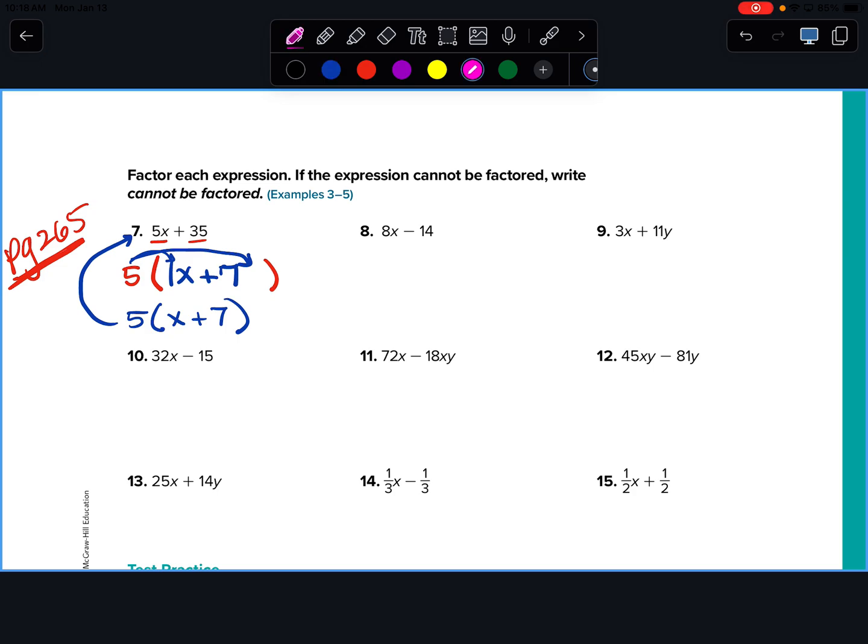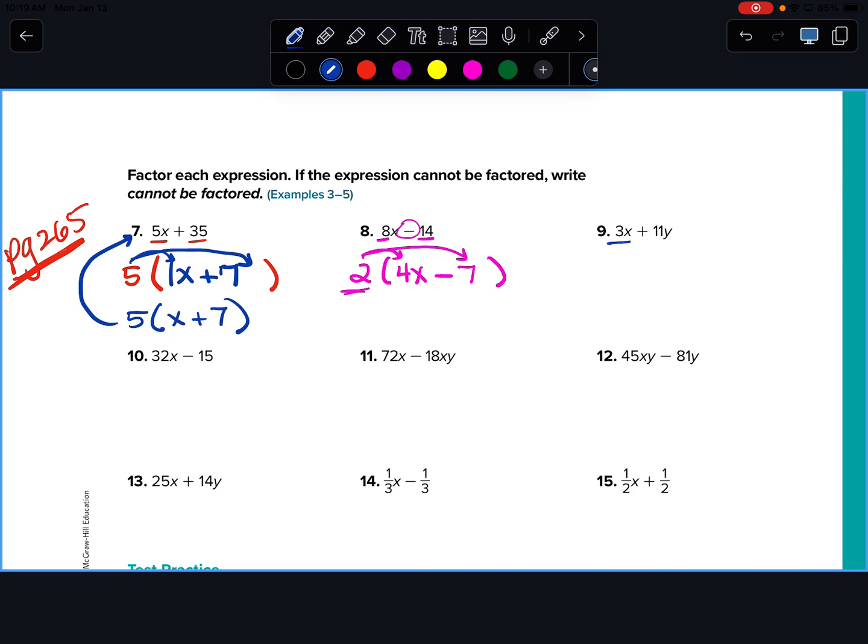I have 8x minus 14. What is the number that goes into both 8 and 14? The biggest number you can think of. That would be a 2. So I put my parentheses. 2 times what gives me 8x? 4x. 2 times what gives me negative 14? That would be negative 7. Here's a hint. If it starts with a negative right here, you're going to keep it negative. Okay? So that is your answer. So you should always have a number in the front, and then you should have your parentheses with what's inside. If you distribute and check it, you can see that you get back to the original problem. All right, let's look at the next one.